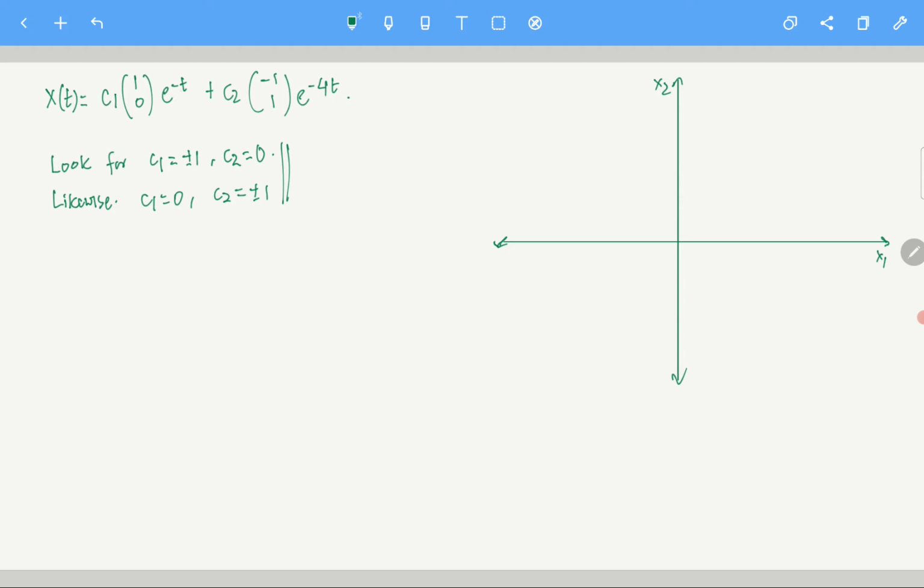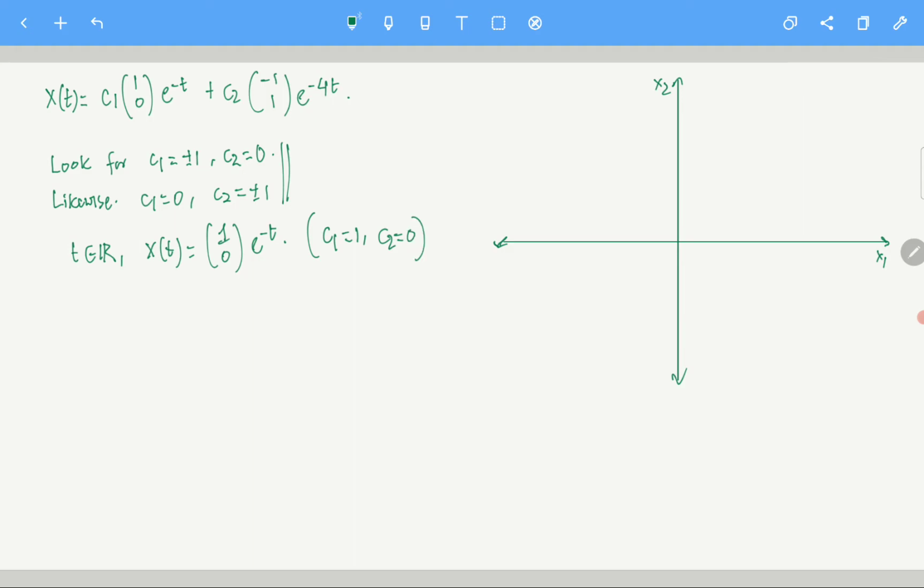Here t is varying in R, so please understand t is varying in R. The first solution, let's say x of t, is given by (1, 0) e power minus t. This is a valid solution of this problem, right? Clear? This corresponds to c1 equals 1 and c2 equals 0.